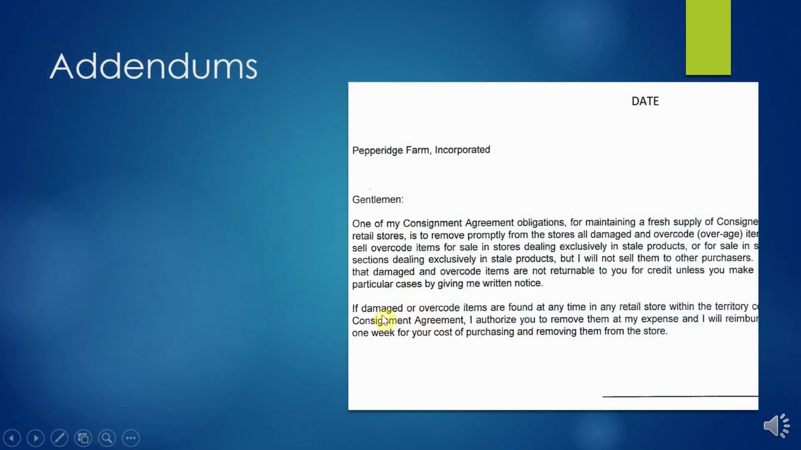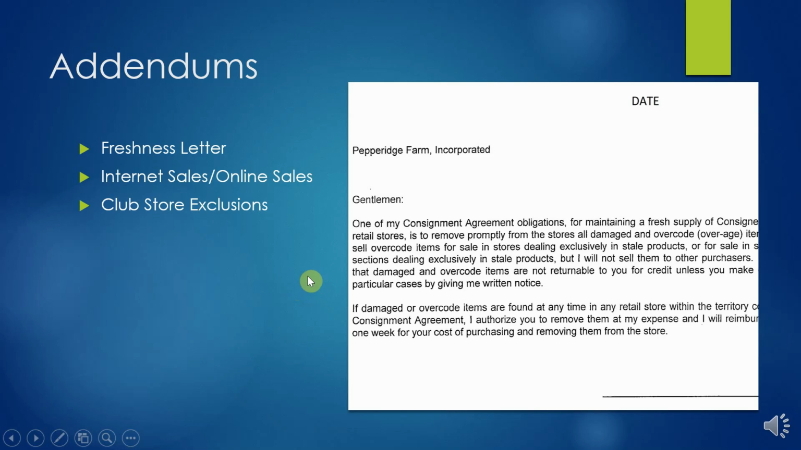Addendums. An addendum is something that is added to the contract afterwards, sort of like the Bill of Rights to the U.S. Constitution. There are many different types of addendums: a freshness letter, internet sales, club store exclusion, convenience store exclusions, and there may be others. This one right here is a freshness letter, which gives Pepperidge Farm the right to remove any product that is damaged or stale found in a store, and you will reimburse them within 1 week.